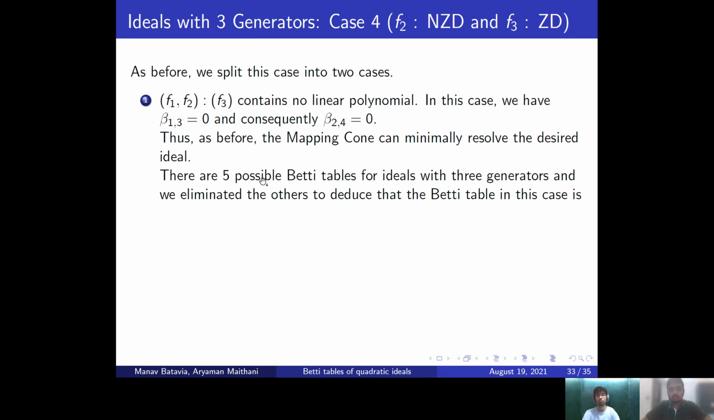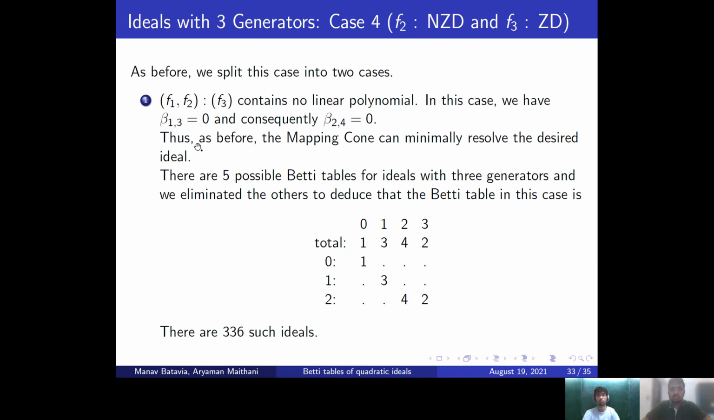Note that from the earlier computational results, we noticed that there are 5 possible Betti tables for ideals with 3 generators. We were able to eliminate all the others to conclude that the Betti table in this case must be this right here, 1, 3, 4, 2. There are 336 such ideals.